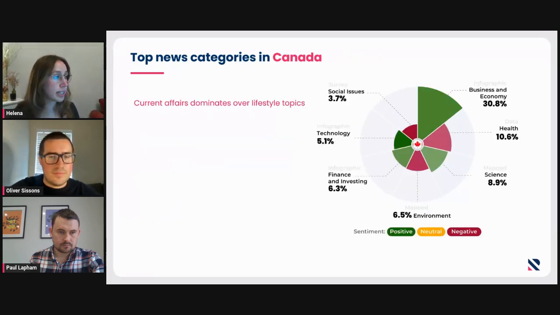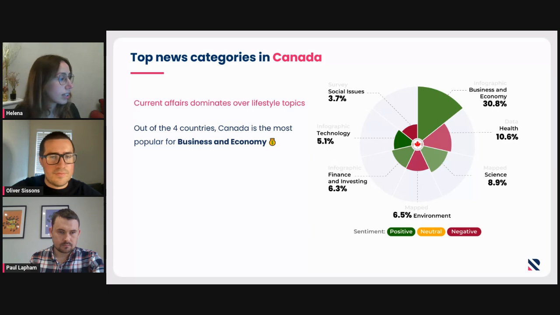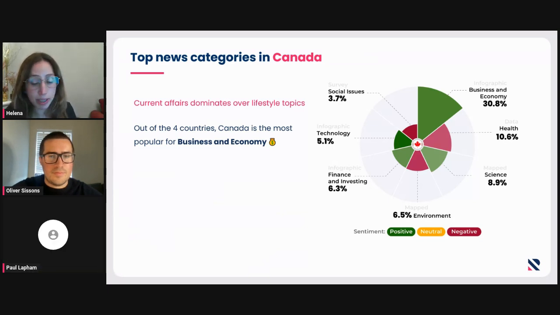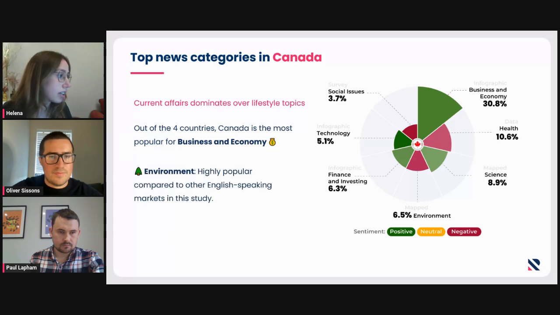Current affairs dominates over lifestyle topics in Canada. As we saw in the UK, there is a mix of sports and lifestyle together with health and tech. In Canada, we have more of what they call serious topics. Out of the 4 countries, Canada is the most popular for business and economy, and it ranks first in Canada with almost 1 in 3 articles coming from this specific news category.